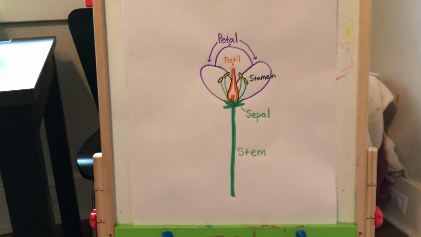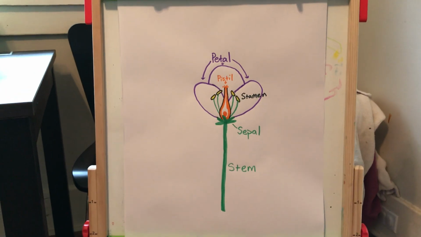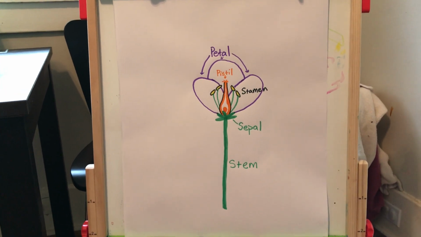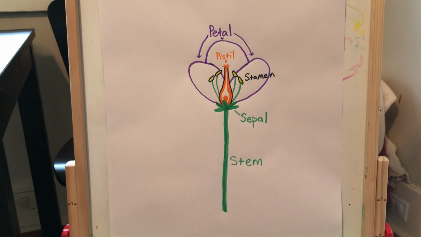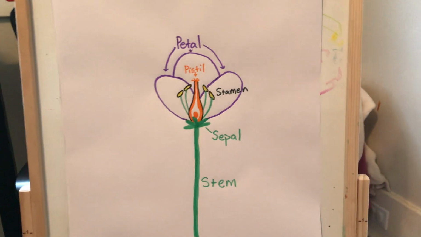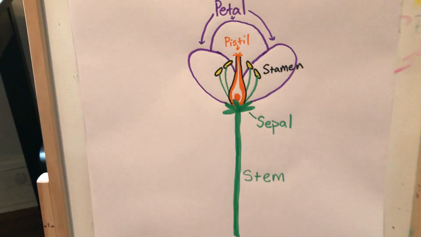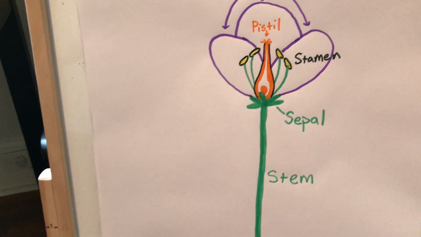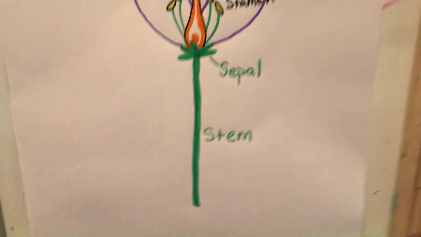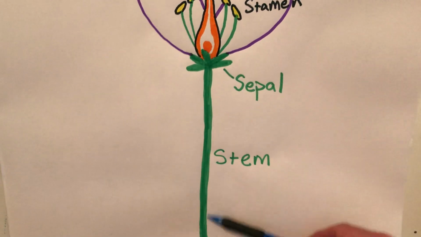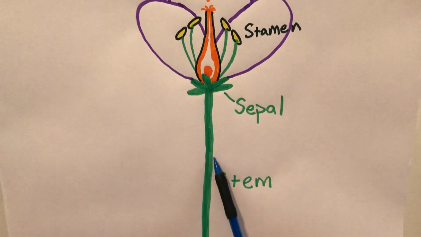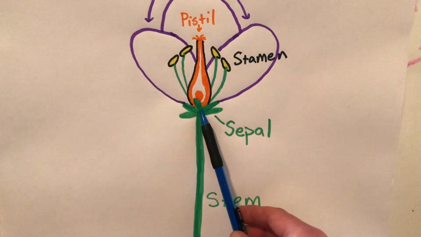Now I have borrowed Jubilee's easel today to show you this, do a little drawing for you. This is a very basic image of the different parts of different flowers. Now each flower is going to look a little bit different, but each one of them is going to have all of the same parts. They're all going to have their stem. The stem is where all the nutrients come up from the roots and the ground into the flower.